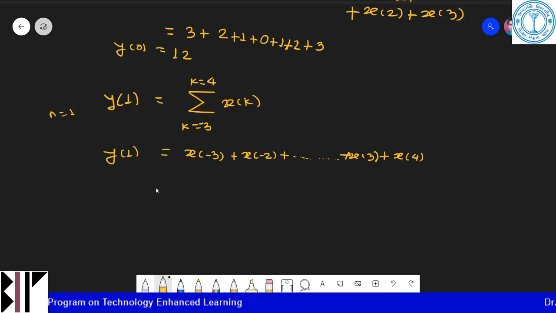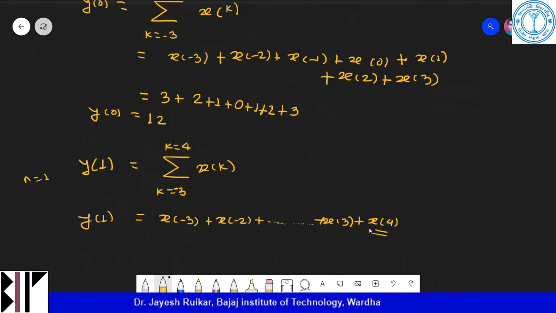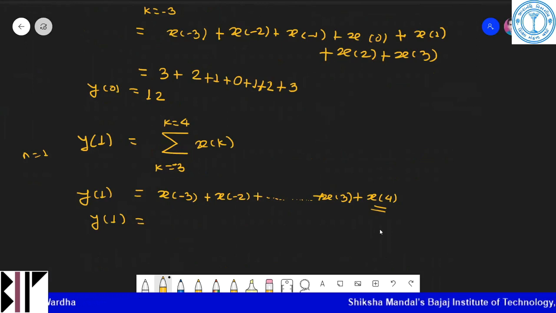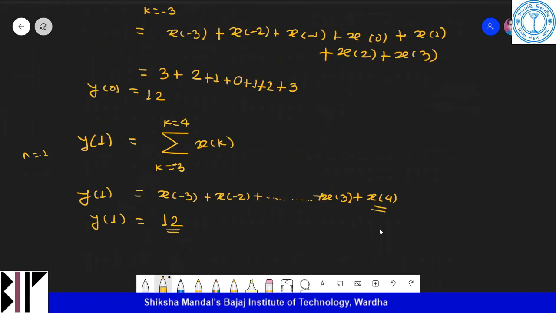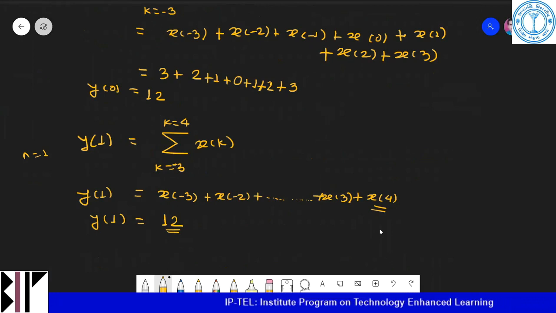But we know that x of 4 is not available. You can see here x of n goes from minus 3 to plus 3. We do not have a sample at x of 4. So when we calculate y of 1, we have already calculated the other values, and as we do not have a value for x of 4, we get y of 1 equals 12. I will write it here as x of 4 equals 0.